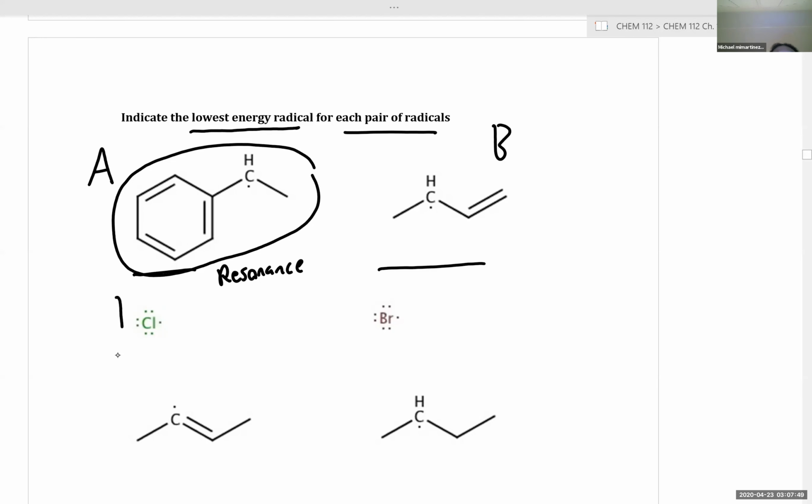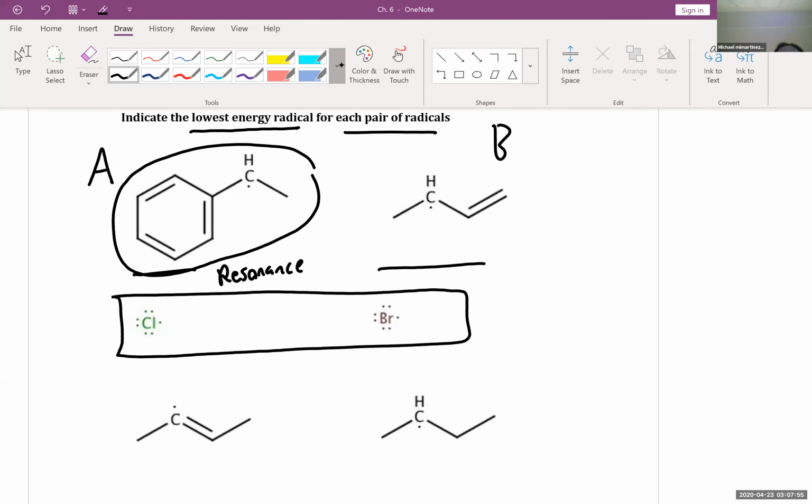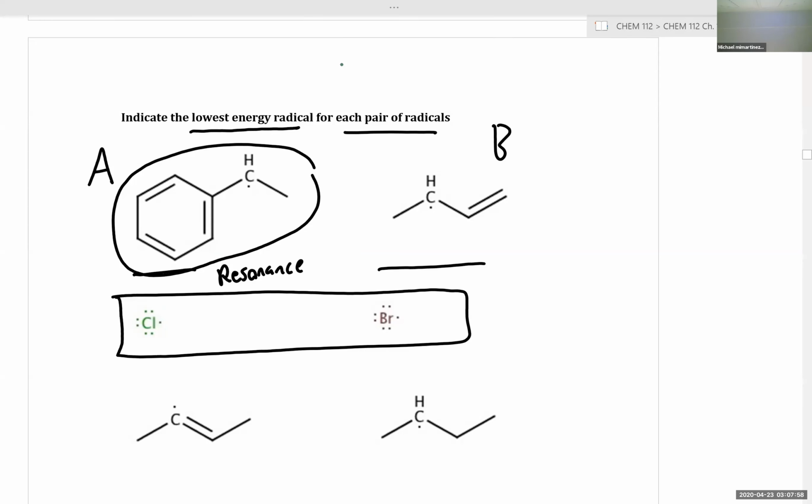Okay, let's take a look at this next group, and I'd like you to tell me whether the chlorine radical or the bromine radical is the lowest energy radical. Which one's the lowest energy, A or B? Chlorine versus bromine. Which one's the lowest energy?